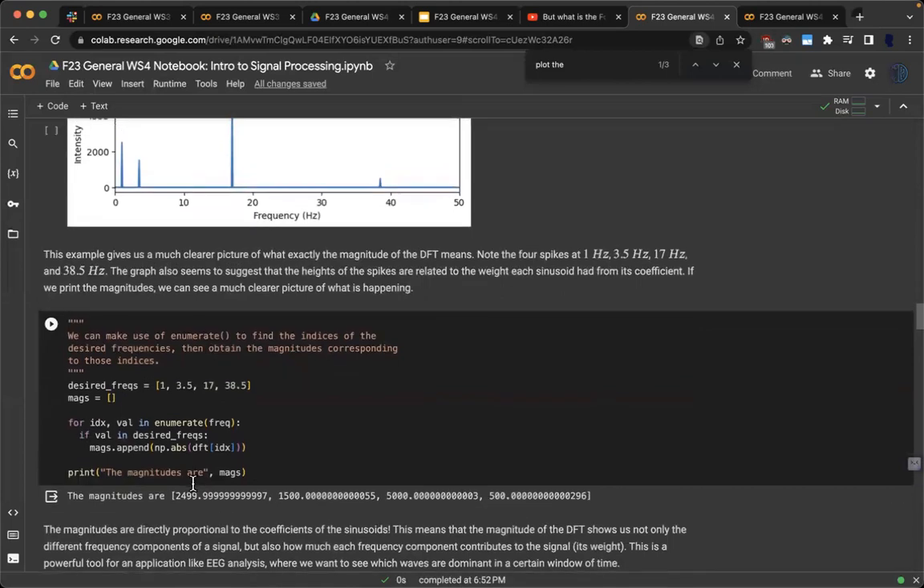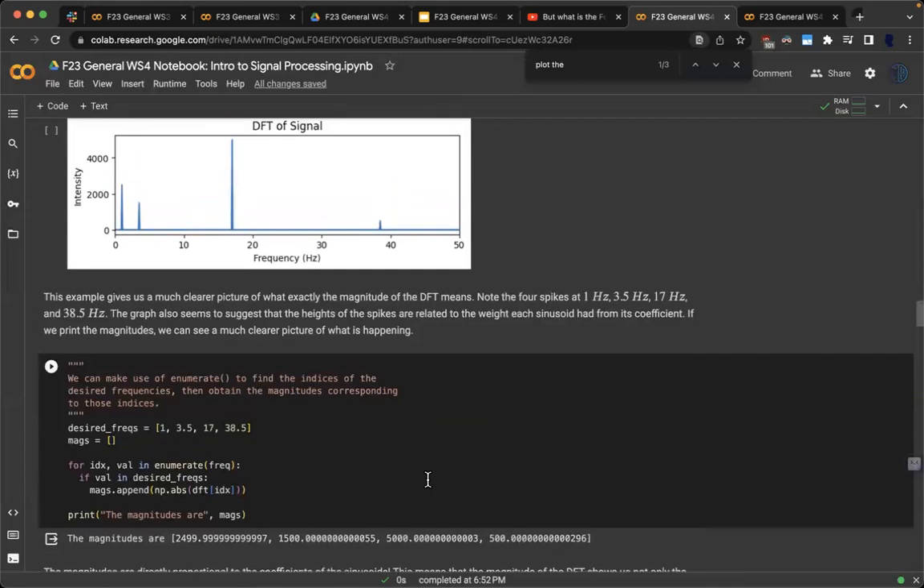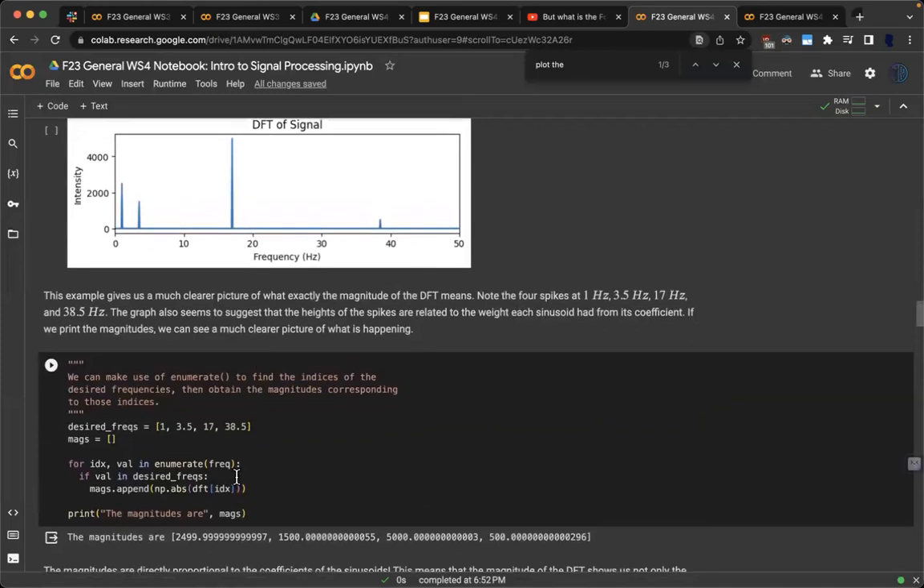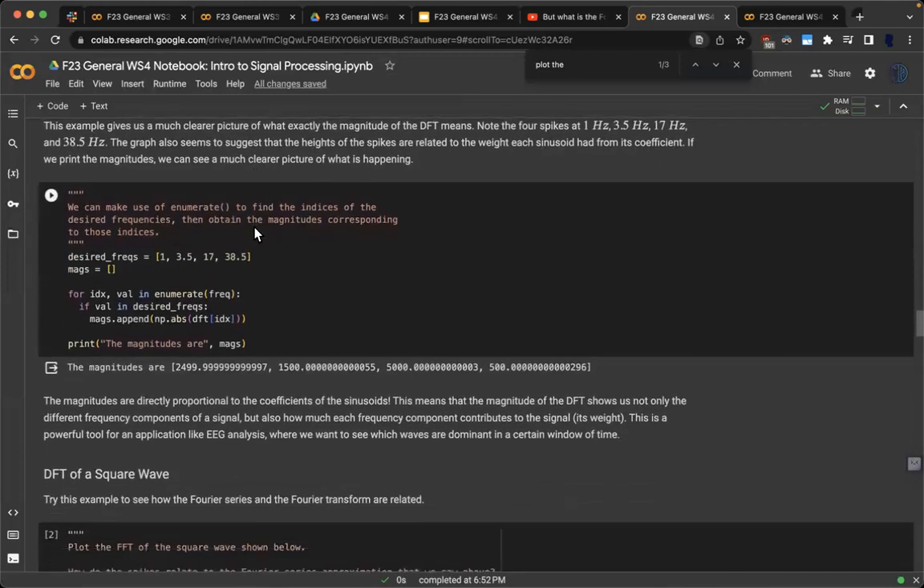Oh yeah, and then we can also see the corresponding magnitudes of each of these frequencies. So basically you can see that the magnitudes associated with each of these sine functions are directly related to the size of these spikes.